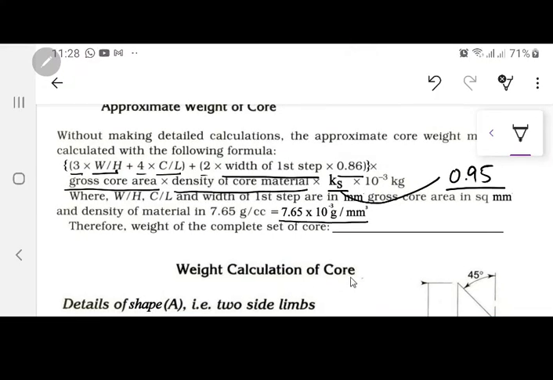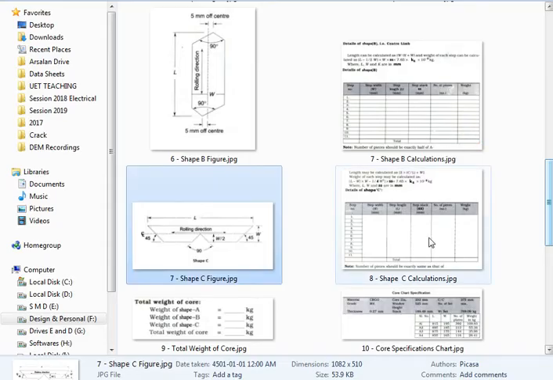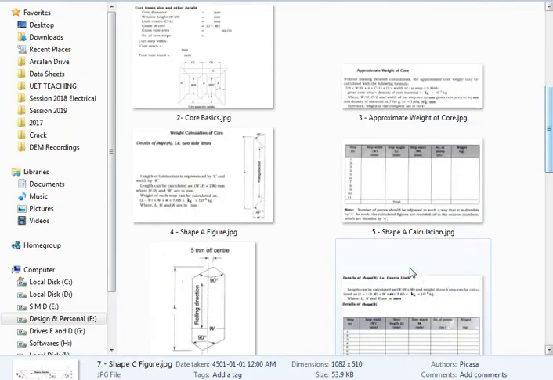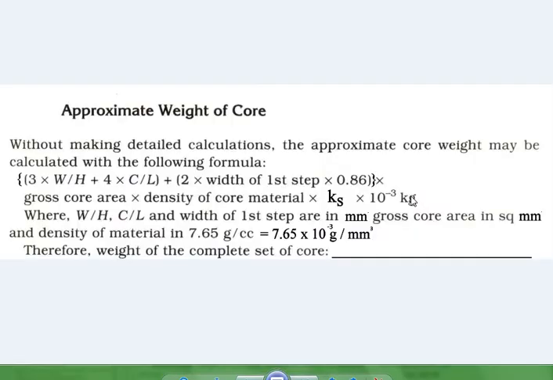Just use this one, and let me just make a call. Let me show the approximate weight. Just find out the approximate weight.